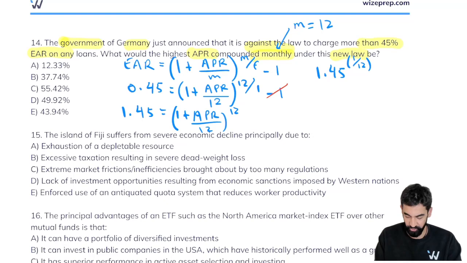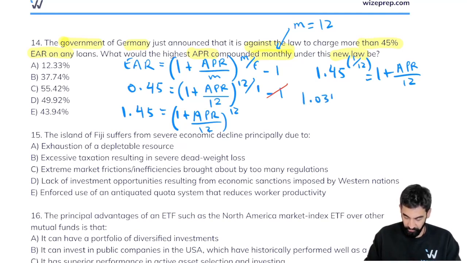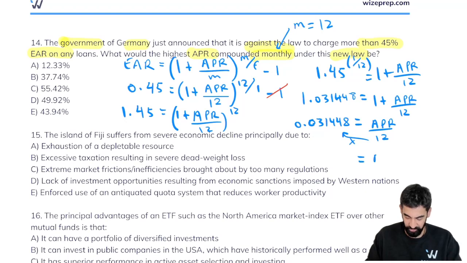Remember, whenever you bring the exponent to the other side, it becomes the power of 1 over. That's 1 plus APR over 12. And 1.45 to the power of brackets, 1 over 12, close brackets, is 1.031448 equals 1 plus APR over 12. Then I bring the 1 over to the side, so it becomes APR over 12 equals this number minus 1, which is 0.031448.